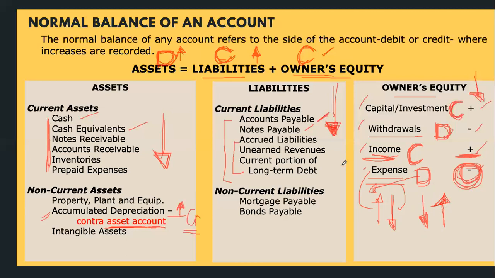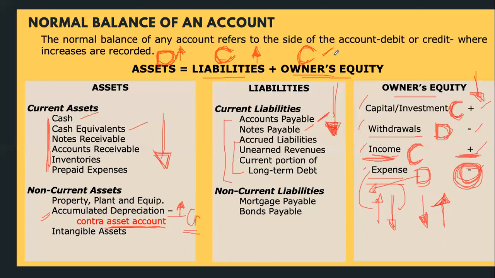Asset has a normal balance of debit, and the contra asset account has a normal balance of credit. Liabilities have a normal balance of credit, and owner's equity has a normal balance of credit, but its components have their own normal balances. So if you notice with the accounting equation, it balances, which means total debits is equal to your total credits.